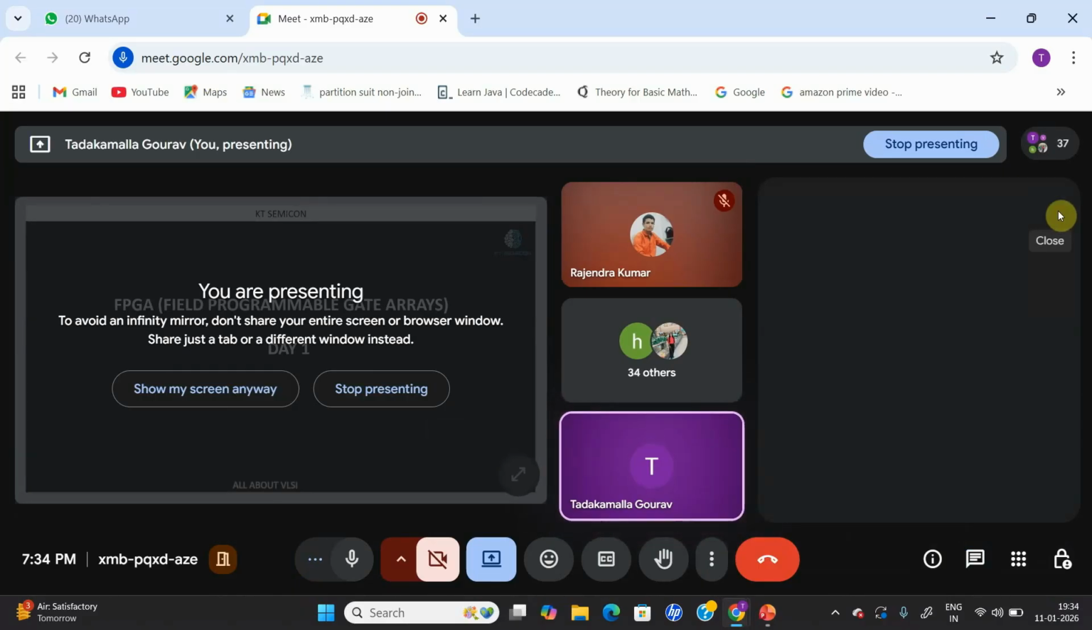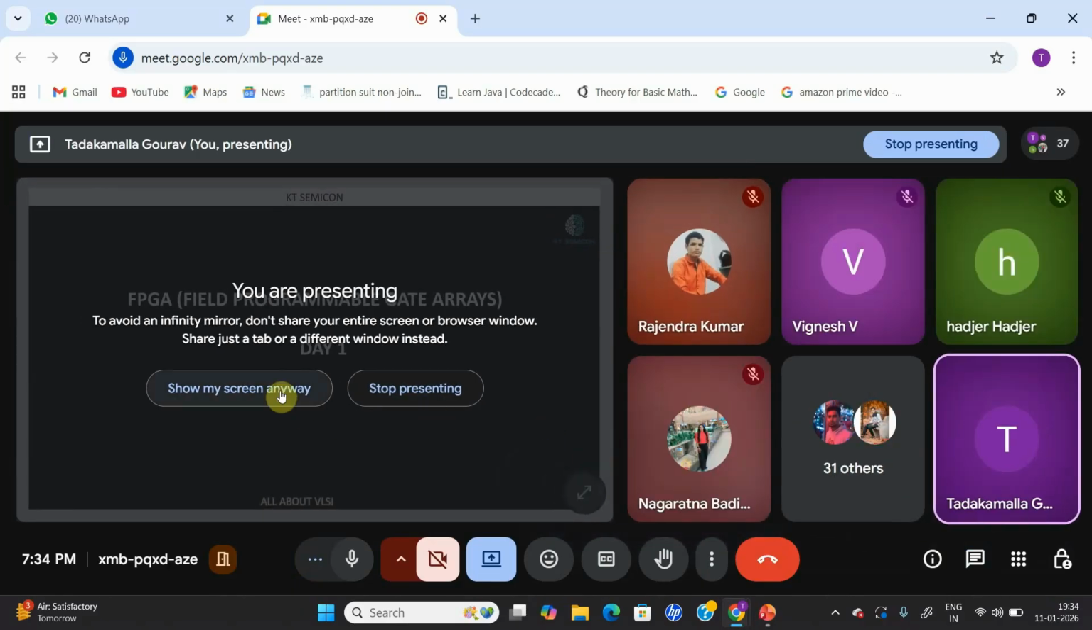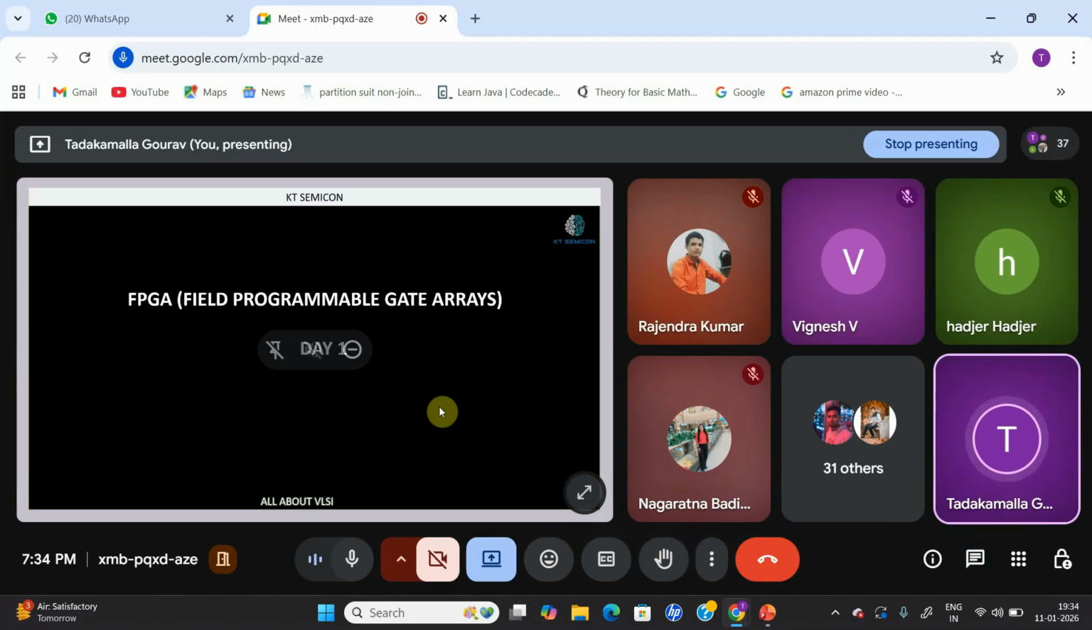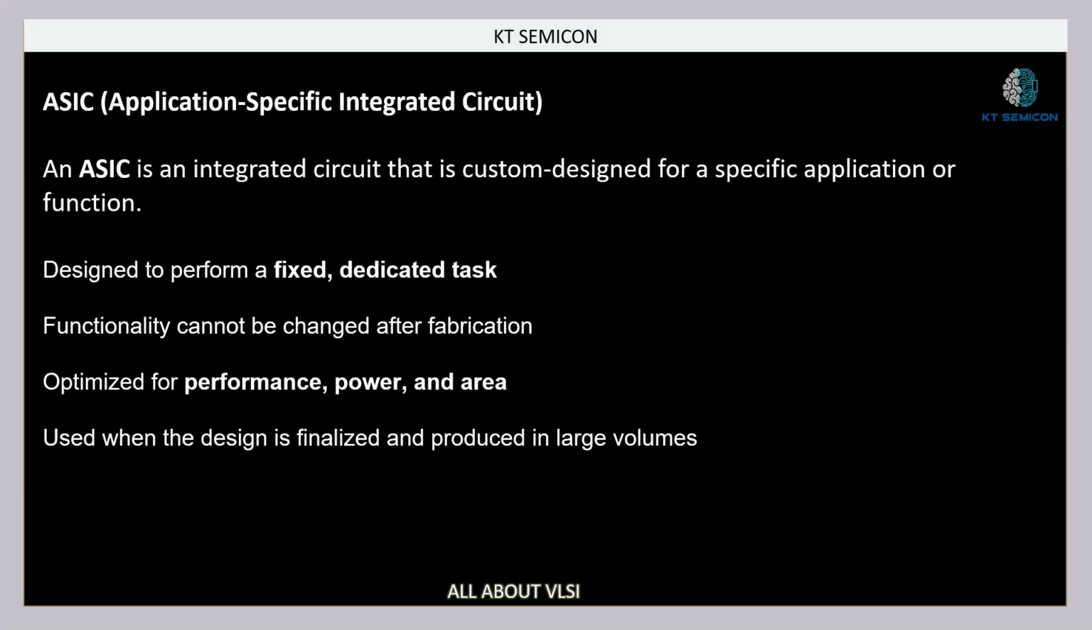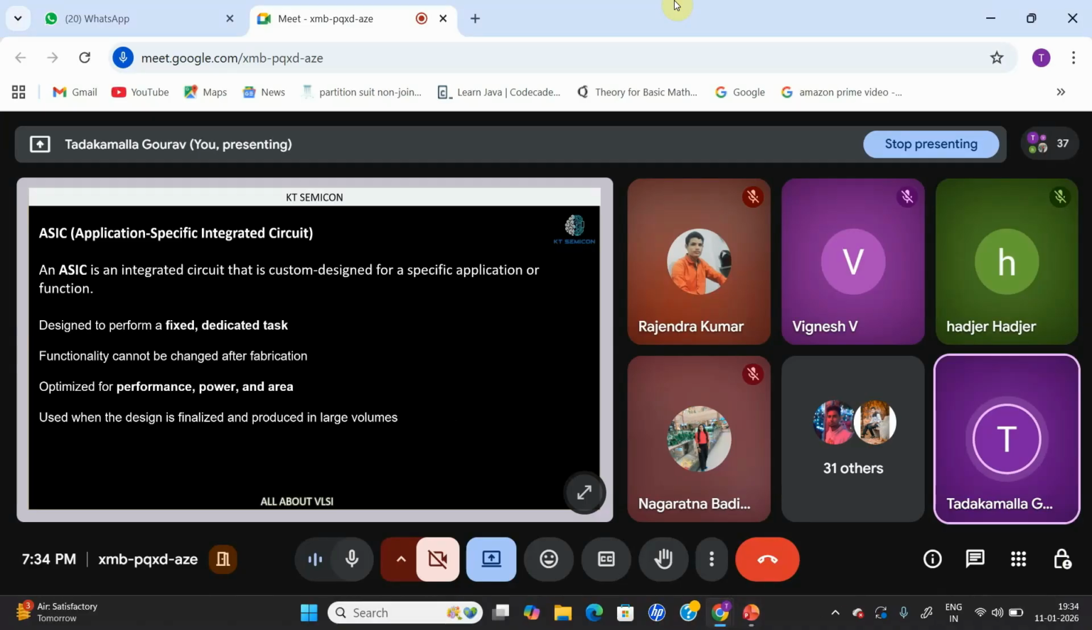In the previous session, we gave an intro about what the course is, what the expectation is, and what we are going to learn. All those things we have seen in our previous sessions, right? Now, in this session, let us first establish the difference between ASIC, that is application specific integrated circuits, and FPGAs. So let us try to understand the difference between these two.